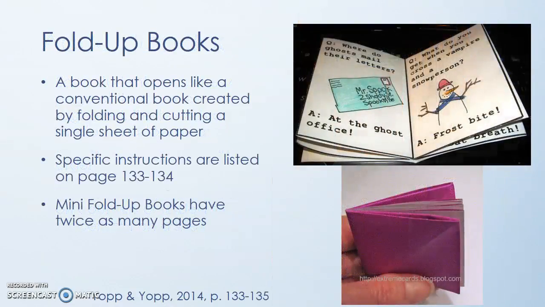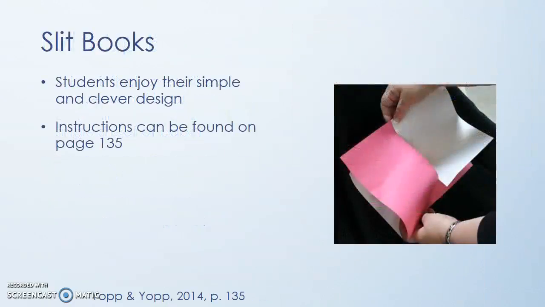Fold-up books open like a conventional book, but they're created by folding and cutting a single sheet of paper. Specific instructions are listed on the pages in the textbook here, or you could find those on the internet. Slit books are simple and clever and are very popular among students. And you can also find specific instructions on this page of the book.